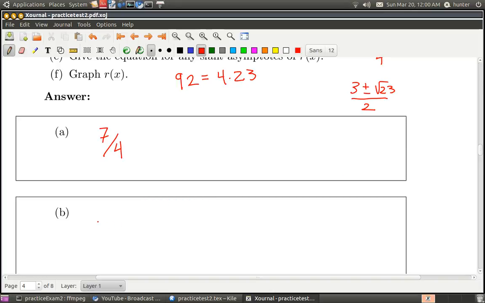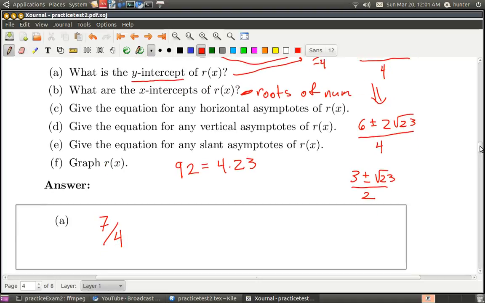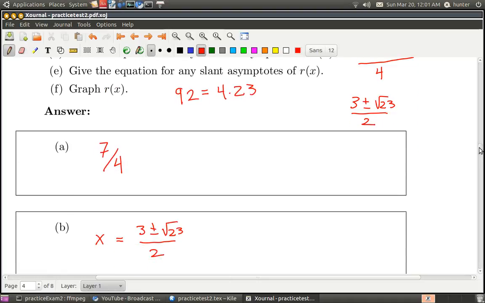So the x-intercepts are x equals 3 plus or minus the square root of 23 over 2. And we know that that's really giving 2 of them, right? Because one for the plus sign and one for the minus sign. Maybe we should go down and start making little ticks on the graph, you see, for f there. So we should go down and start labeling these things.